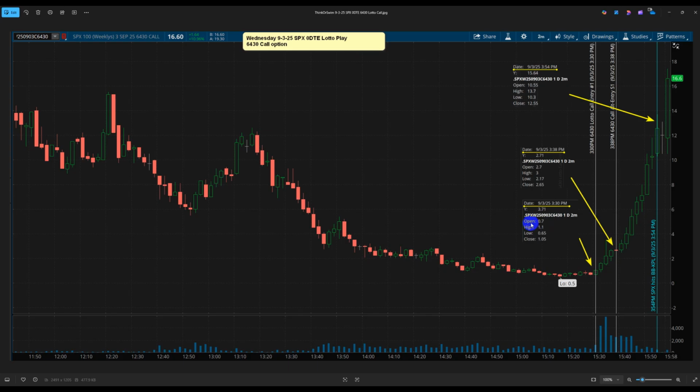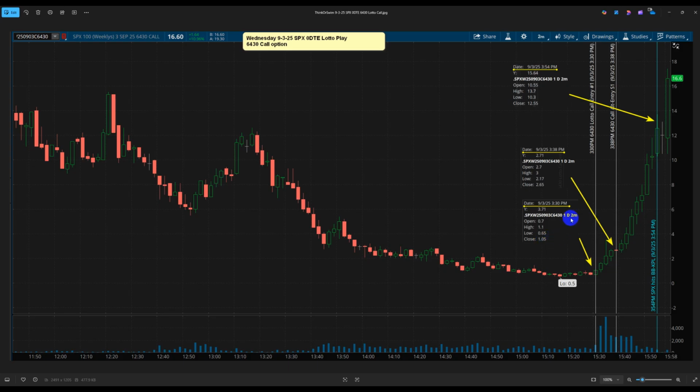At this point, the open was 70 cents, the high was $1.10, the low was 65 cents. The close of this candle was $1.05, you'd be buying on the close of the candle, so that would be $1.05 per contract, which is $105 per contract.